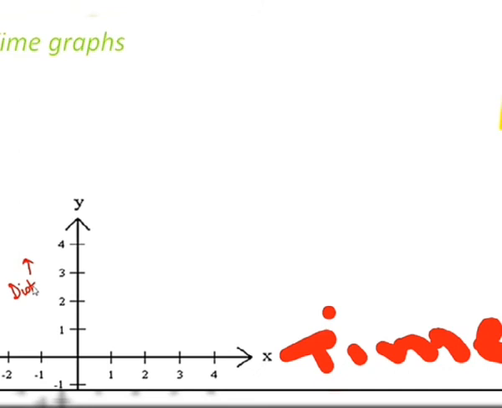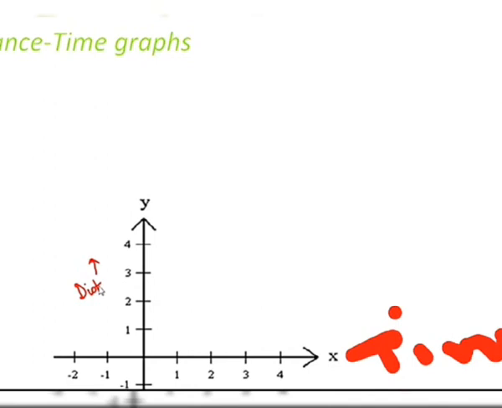Conventionally, it is given by the scientists that time should always be plotted on x-axis and distance should always be plotted on y-axis, because x-axis is the independent axis, and as we know, time is independent. Time doesn't depend on distance, and y-axis is a dependent axis, and distance is a dependent quantity. That is why distance is plotted on y-axis.